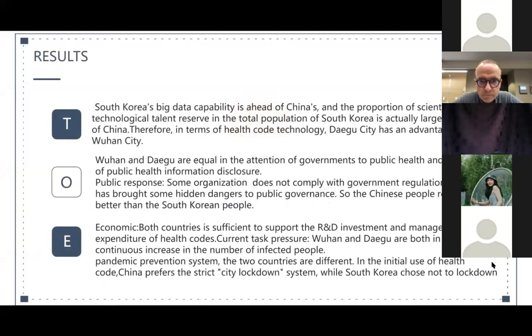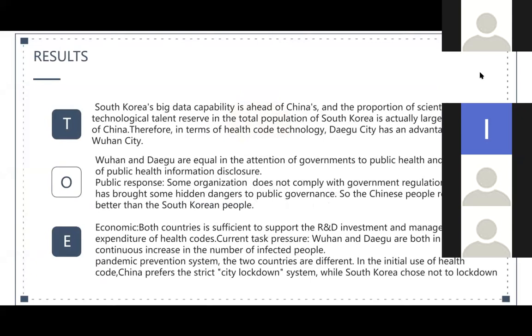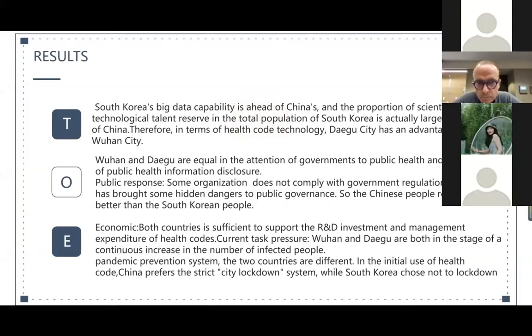Results. Technology. South Korea's big data capability is ahead of China's, and the proportion of talents to the total population of South Korea is actually larger than that of China. Therefore, in terms of health code technology, Daegu City has an advantage over Wuhan City.